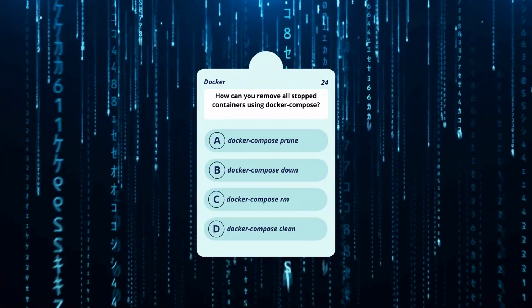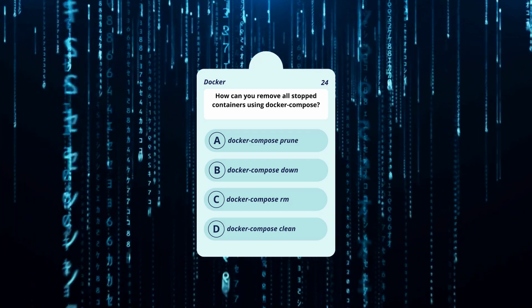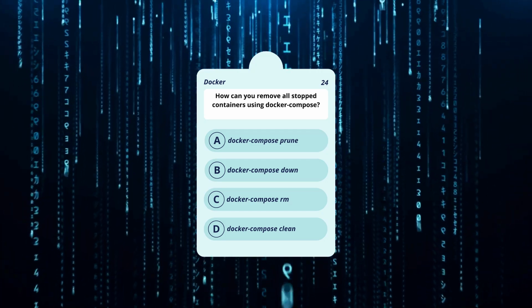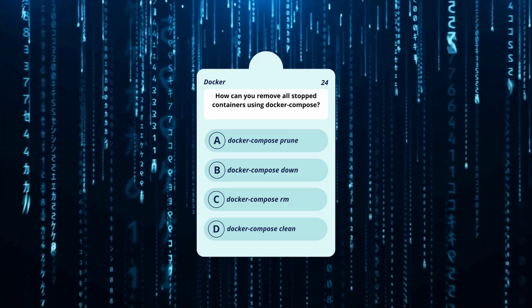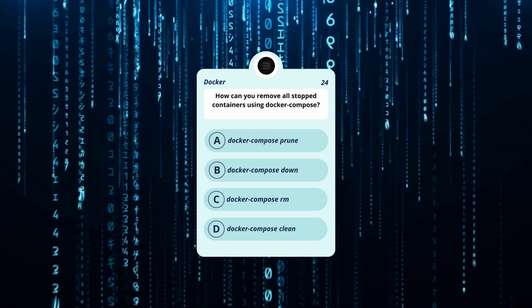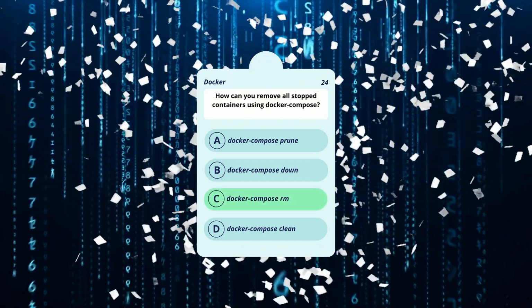How can you remove all stopped containers using Docker Compose? A. docker-compose prune. B. docker-compose down. C. docker-compose rm. D. docker-compose clean. Answer C.